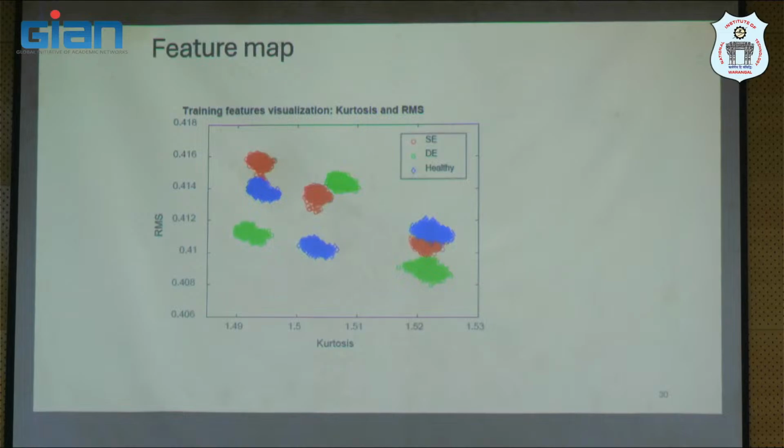And because it's a two-dimension feature set, kurtosis and RMS only, I could plot them. I have plots for one phase, another phase, another phase, three phases. Right? And I had three training data sets: healthy, static, dynamic. For each of the data sets, I did the same exercise and generated the visual plot.